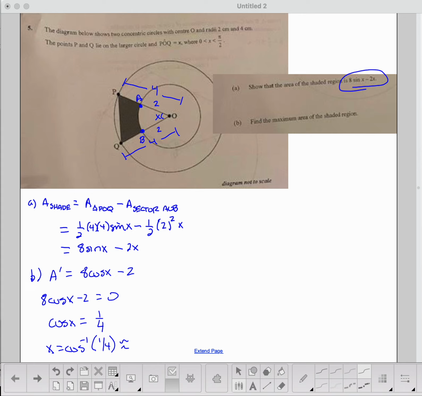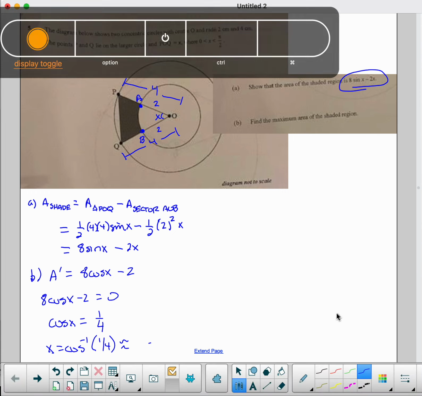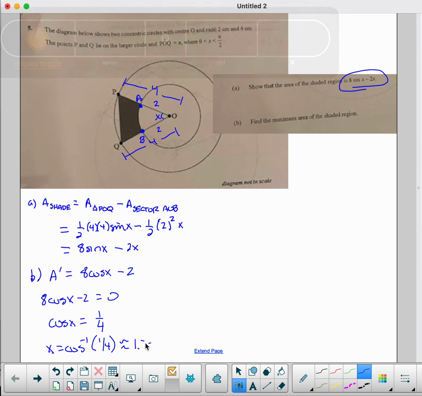calculator time. Oh, hold on, I had something messed up. 1.3812. And I didn't round it because I'm not done yet. They asked for the maximum area. Now you could do critical points here, but there's only one critical point, so that has to be the one that gives you the max.